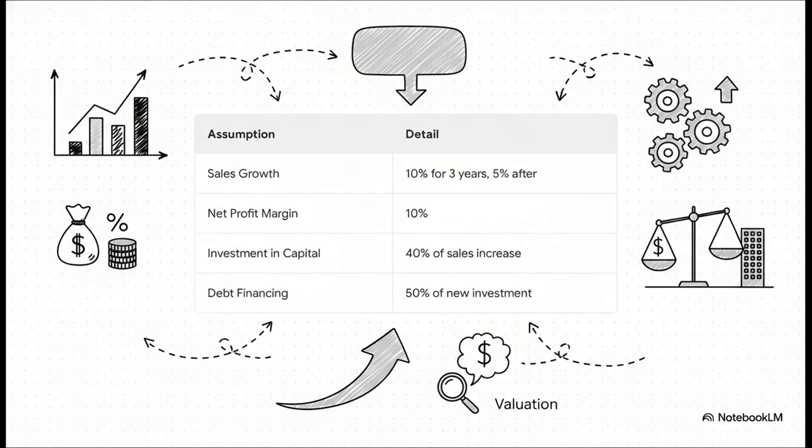Here are the kinds of detailed assumptions an analyst has to make, like projecting sales growth, guessing at future profit margins, and figuring out how much the company needs to reinvest to keep that growth going. Every single one of these assumptions can change the final valuation.